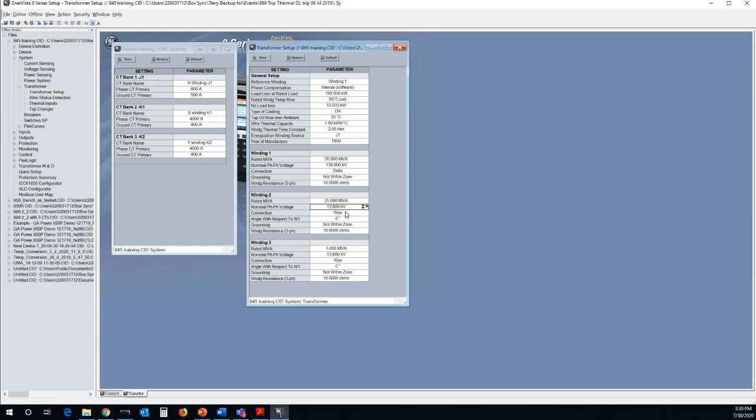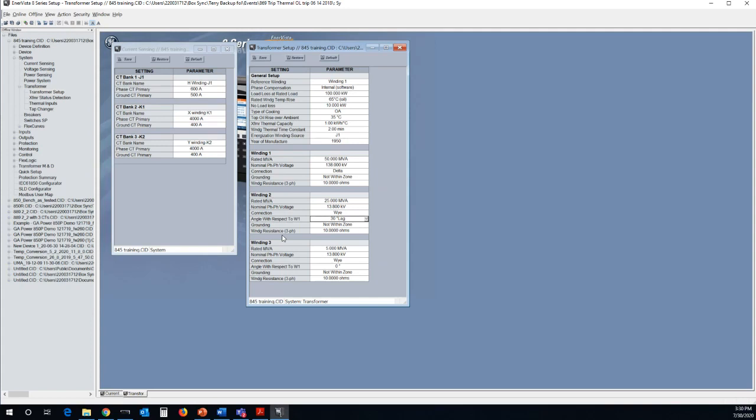Its connection, it is a Y-connected winding, and it was lagging the H winding by 30 degrees, right? So my choices here are integer multiples of 30 degrees. I'm going to choose the first choice, which is 30-degree lag. What that means is that the X winding is lagging the H winding by 30 degrees.